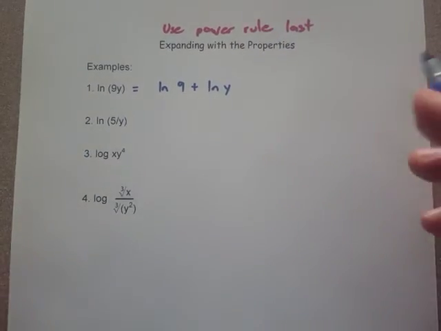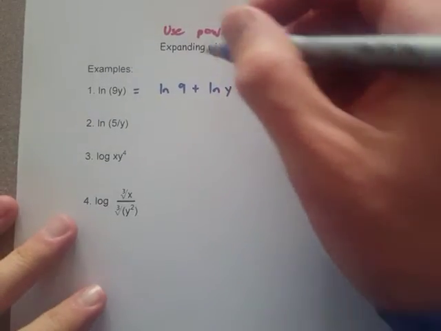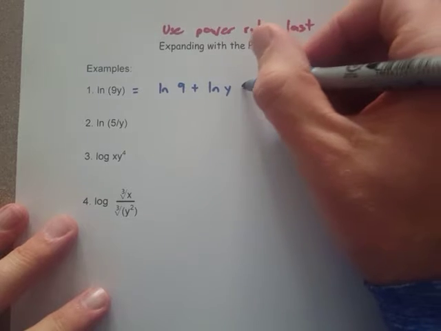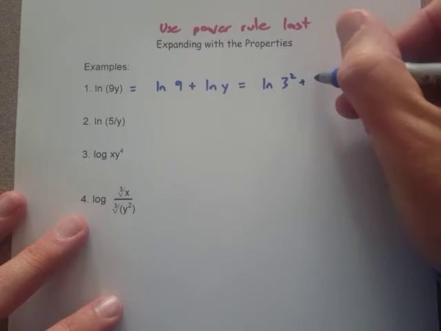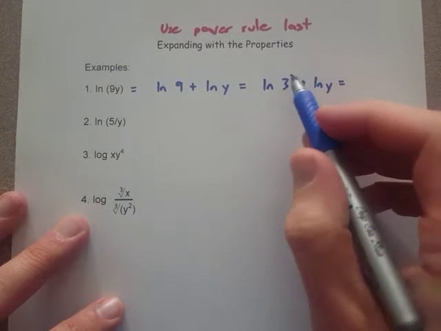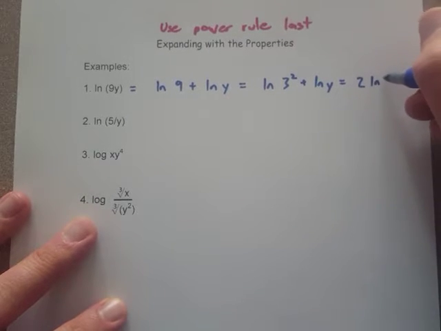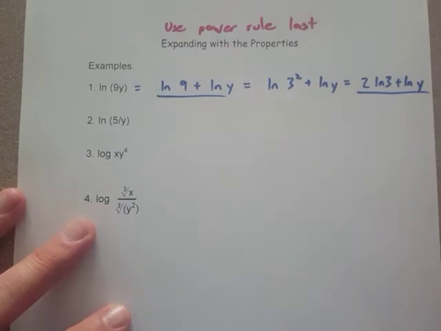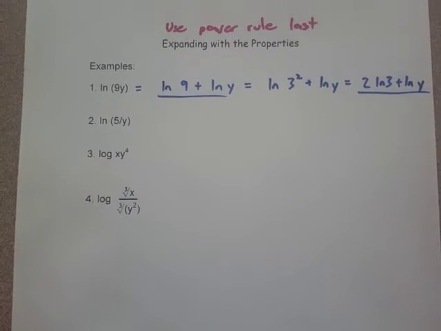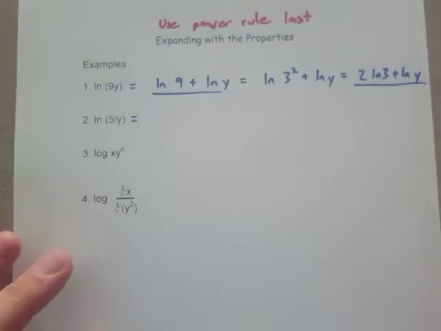Now in the book, sometimes they'll even break this down a little bit further. You don't have to do this next step, but you can if you want. We can notice that that 9 is the same thing as 3 squared. So if you wanted to do this, you certainly don't have to. You could move the 2 out in front and call this 2 ln 3 plus ln y. So we could have it either in this form or we could leave it in this form. It's really up to you. I'm okay with either.